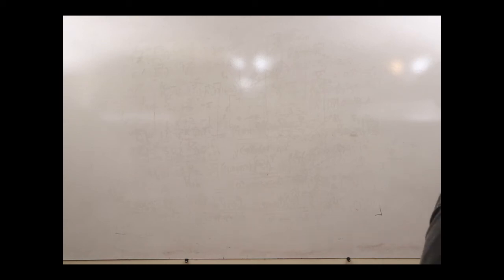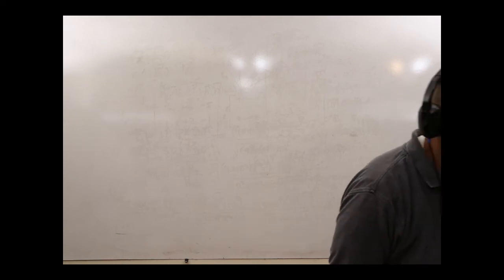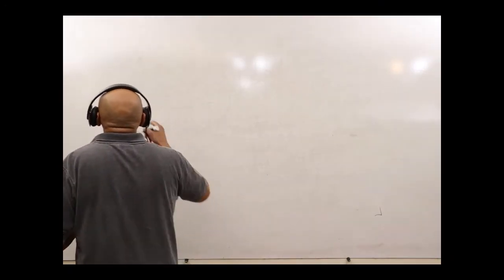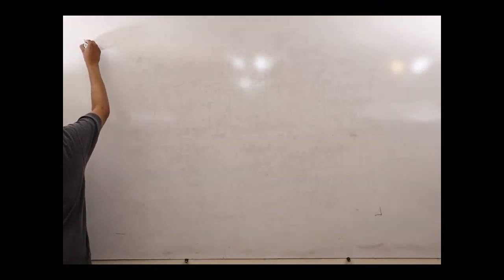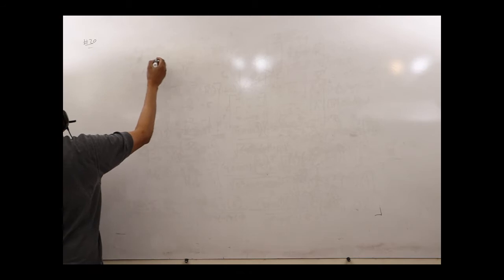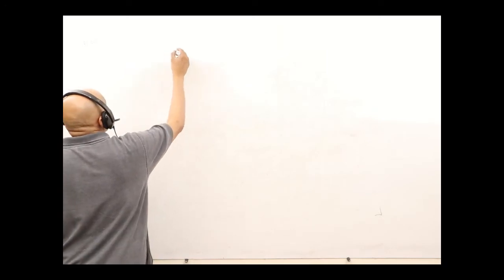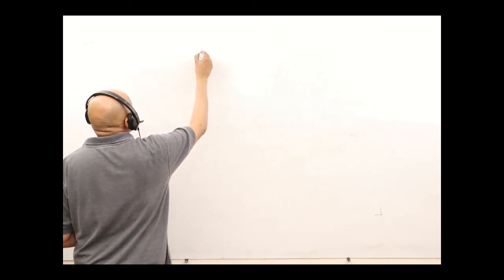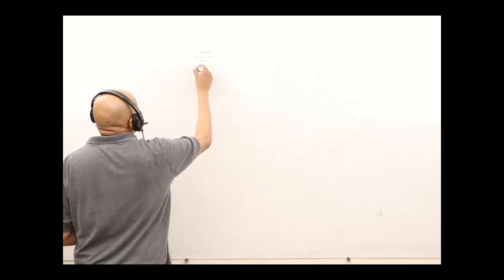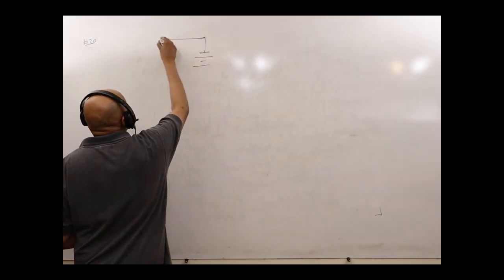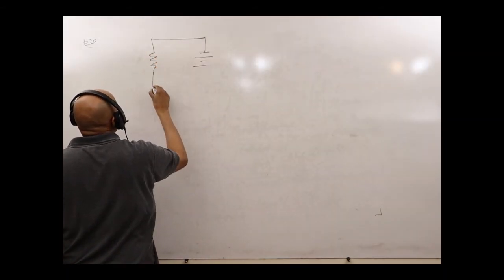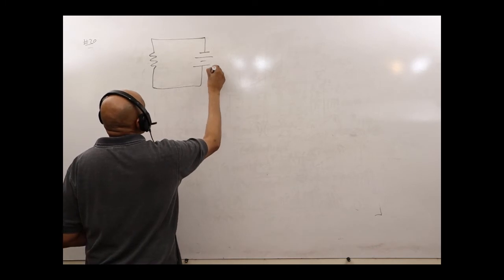Okay, so this is problem number 20. In problem 20, it's straightforward. It's just basically asking that you have a battery in series with the resistor. So you have a battery, and I put the battery on this side, and we have a resistor. Here's the positive side, negative side.